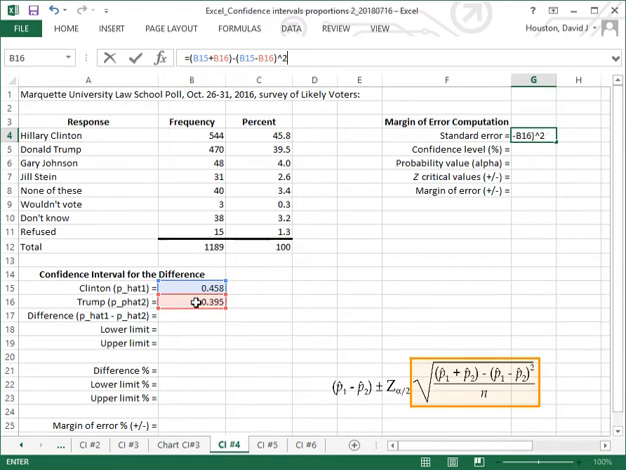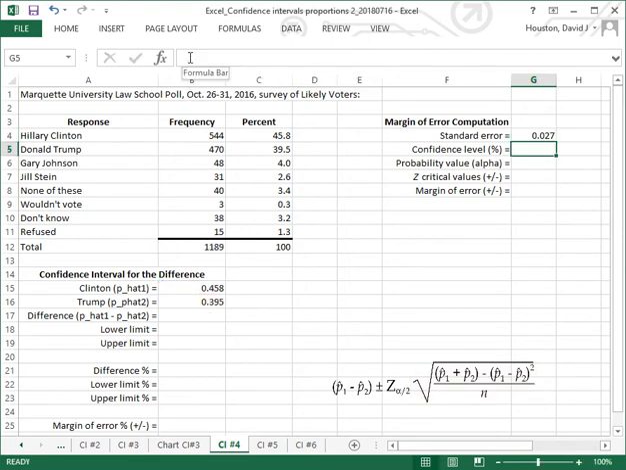And I'm going to square the difference we see in that second parenthetical statement of p hat 1 minus p hat 2. Now I'm going to take that entire formula so far, and that's just going to be the numerator for the standard error computation, and I'll divide that by the total sample size we see here in B12. Now keep in mind, we also have to take the square root of this entire value. I'll hit return, and there we see a standard error of 0.027.